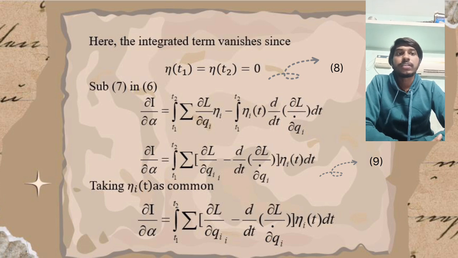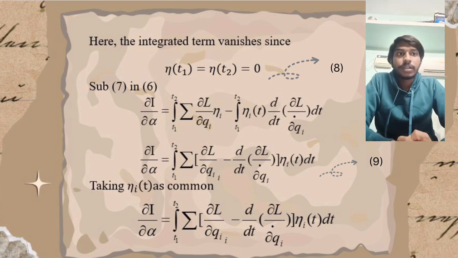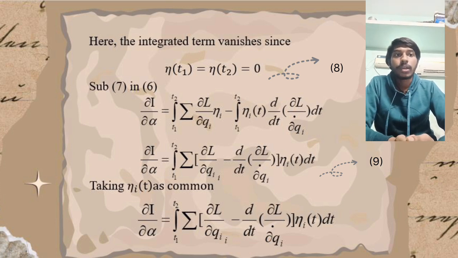Substituting 7 in 6, we will get dou I by dou alpha is equal to the integral from t1 to t2 of the summation of dou L by dou q_i eta_i minus the integral from t1 to t2 of eta_i d by dt of dou L by dou q_i dot dt. Then dou I by dou alpha is equal to the integral from t1 to t2 of the summation of dou L by dou q_i minus d by dt dou L by dou q_i dot, times eta_i(t) dt.